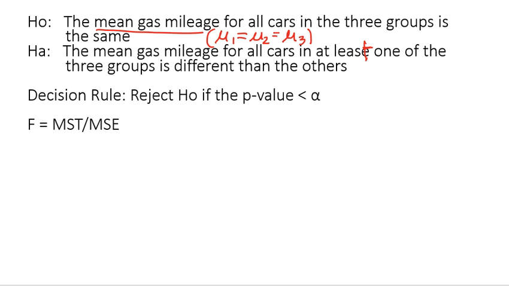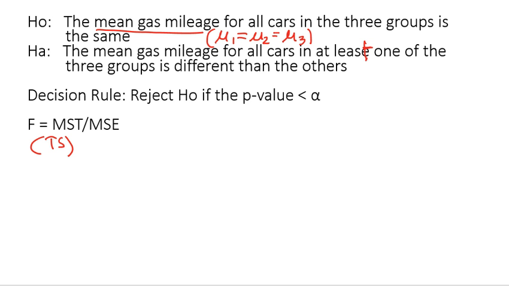The alternative is written out in words. This is a hypothesis test, so the decision rule is reject H0 if the p-value is less than alpha, what's given. The test statistic is called an F ratio, and it's the mean squared treatment over the mean squared error.